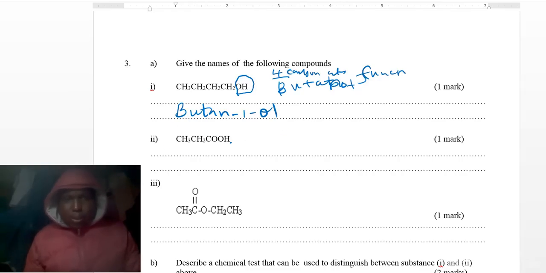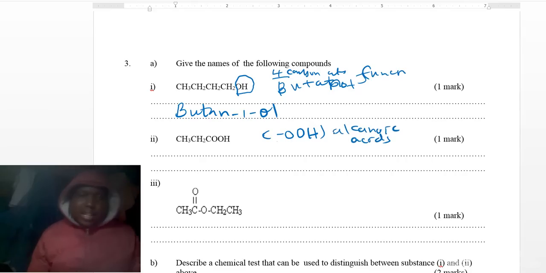Look at the compound number Roman 2, it's given as COOH. So which compound is this? These are alkanoic acids. Then look at the carbon atoms: 1, 2, 3. These are 3 carbon atoms. Therefore remember ethanoic acid, propanoic, butanoic. Therefore this one is propanoic, because 3 carbons is propanoic.